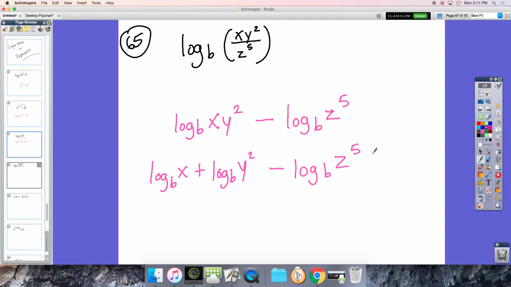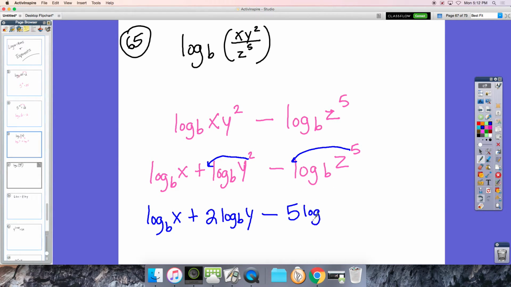Now the only other thing I need to get rid of, or change or expand, is my exponents. Your exponents come in front of the log. So your final answer for this one would be log base b of x plus 2 log base b of y minus 5 log base b of z.